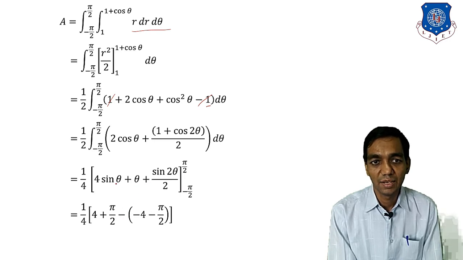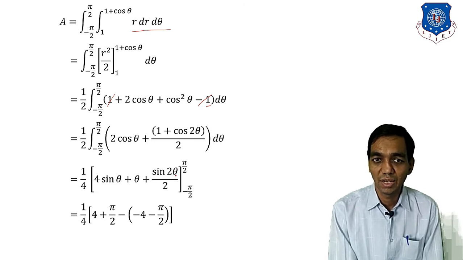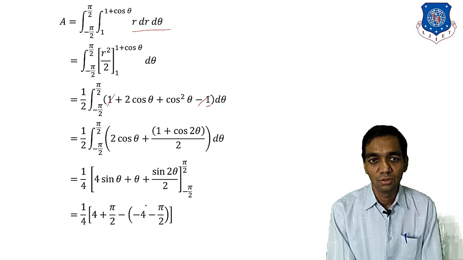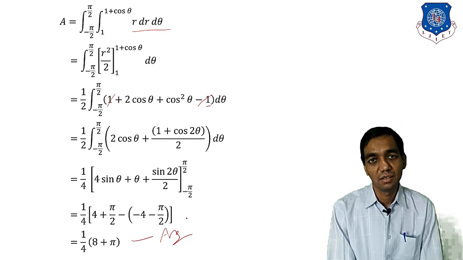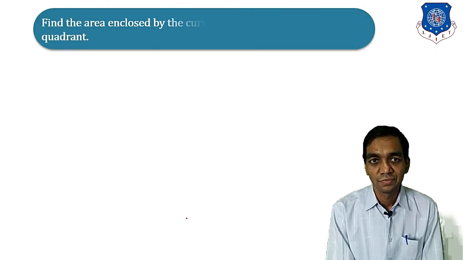Minus lower limits, sin minus pi by 2 has a value minus 1. Minus theta is equal to minus pi by 2, and here if you put minus pi by 2, then sin minus pi also has a value 0. So simplifying this term, you will get 4 plus 4, 8, and pi by 2 plus pi by 2, that will be pi. So this is the answer of the area outside the circle and inside the cardioid.